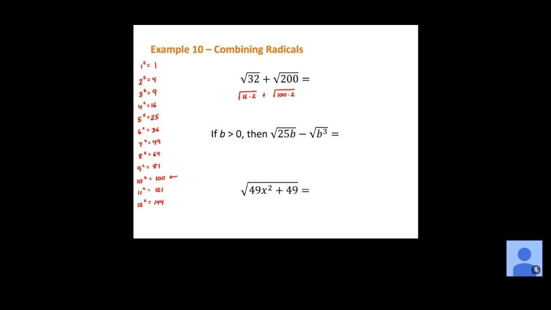Now, remember, we're allowed to split up these square roots as long as there's multiplication inside. So I can take the square root of 16 and the square root of 2 separately. Well, the square root of 16 should give us 4 because 4 squared gives us 16. So now I know this is going to turn into 4 times the square root of 2. And then if we look at the square root of 100, the square root of 100 should give us 10 because 10 times 10 is 100. So that's 10 times the square root of 2.